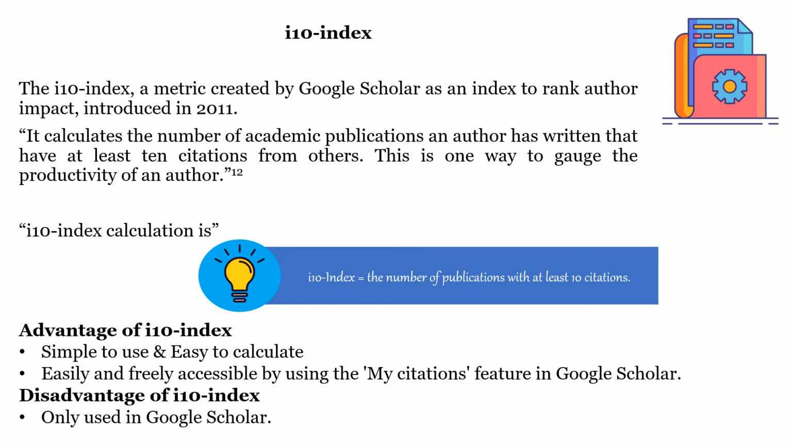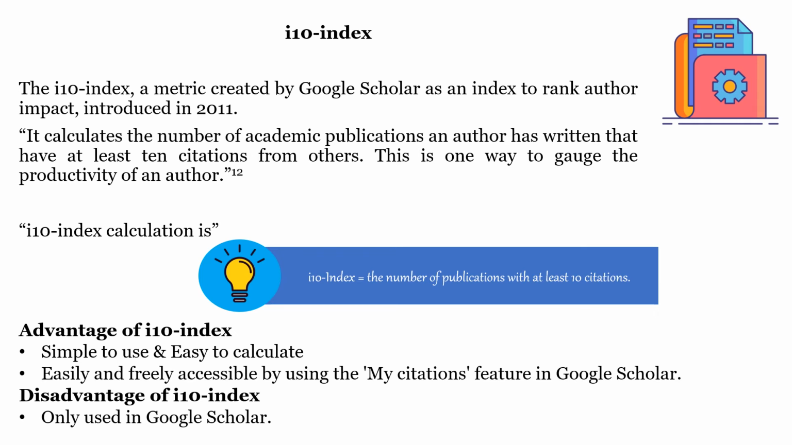Now we'll come to the i10 index. The i10 index is a metric created by Google Scholar as an index to rank authors' impact, introduced in 2011. It calculates the number of academic publications an author has written that have at least 10 citations from others. This is one way to measure the productivity of the author.